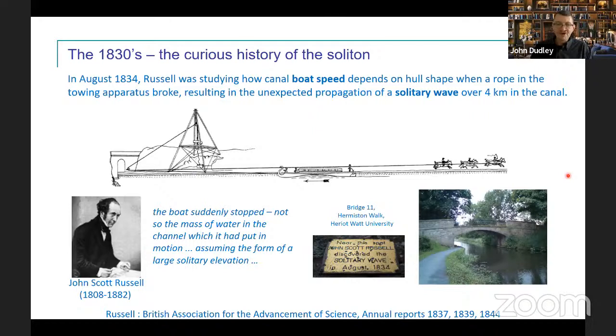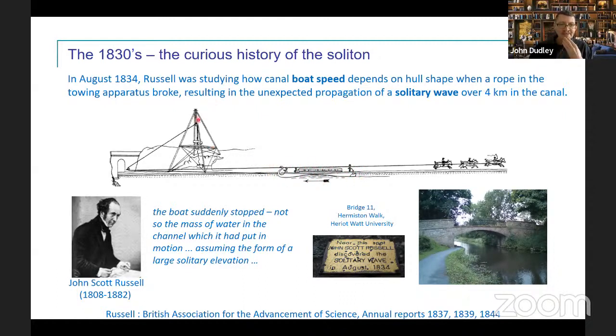It's the discovery of the Soliton wave. And this started in 1834, and it's described in different ways, many of which are wrong. But the true story is that John Scott Russell was doing systematic experiments on a canal to discover how a boat would travel in a canal based on the shape of the hull. So he was trying to basically do experiments designing boats.